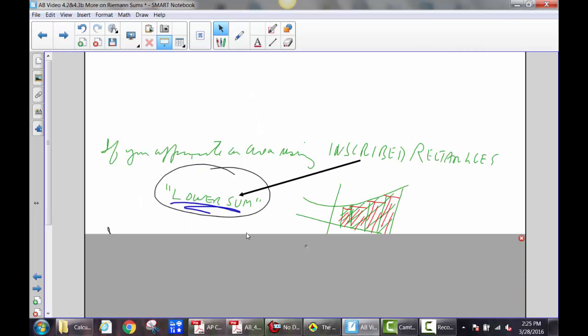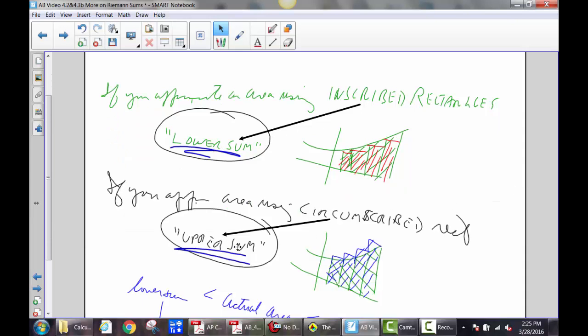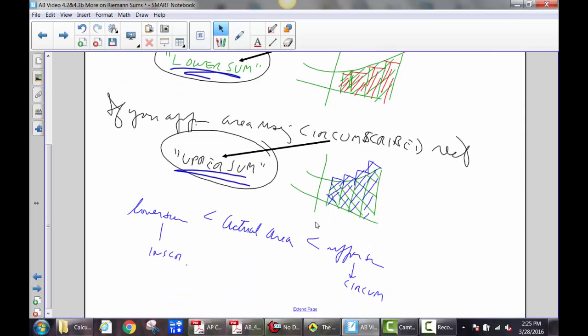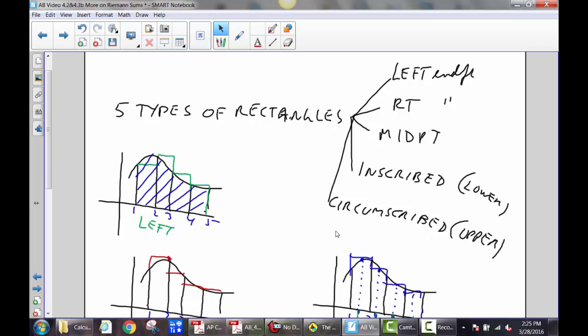Okay, now there's what's called the lower sum, which is what your book will call inscribed rectangles. The upper sum is the circumscribed rectangles, and of course the actual area is between the lower sum and the upper sum. 5 types of rectangles: left endpoint, right endpoint, midpoint, inscribed, circumscribed, also known as lower and upper.